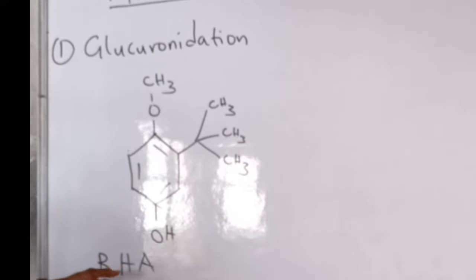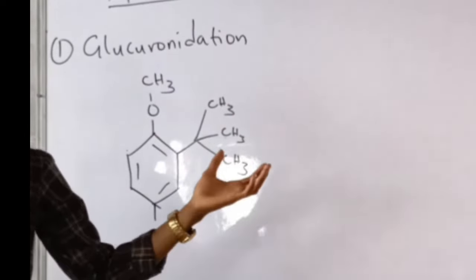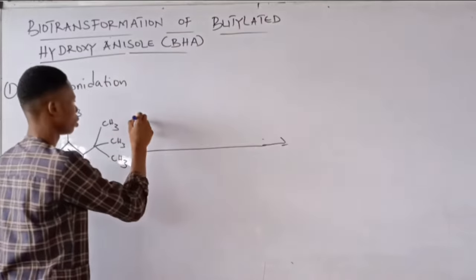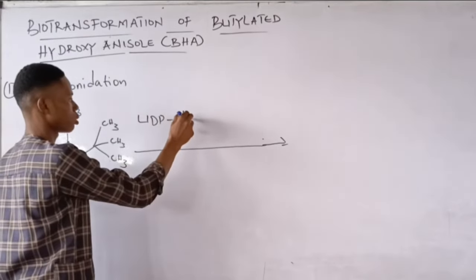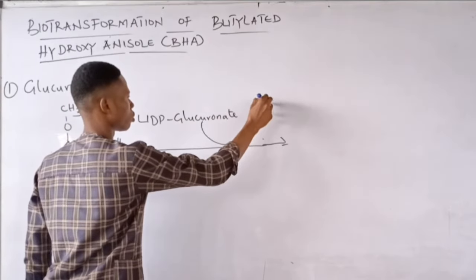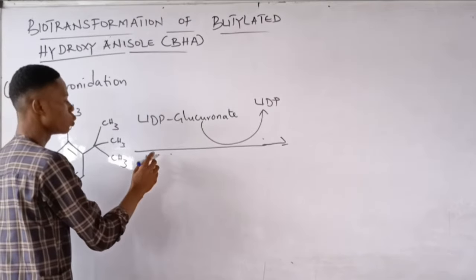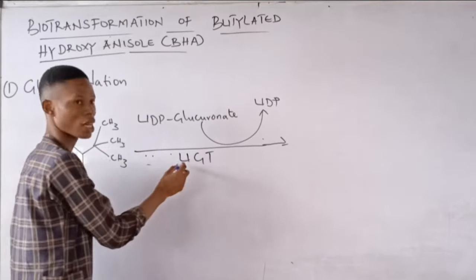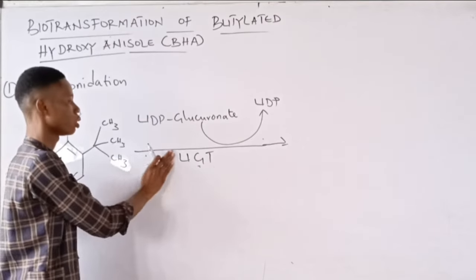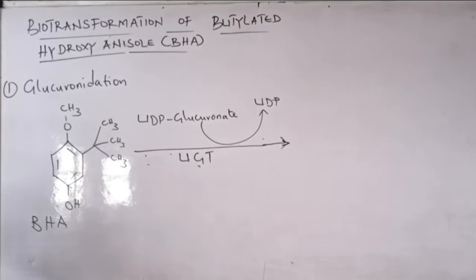Now, this butylated hydroxy anisole can undergo glucuronidation in the normal way glucuronidation reaction is done. What is always our donor in glucuronidation reaction? UDP glucuronate. And what will be given off? And what's the name of the enzyme? UGT, right? That is UDP glucuronosyltransferase, right? Good.